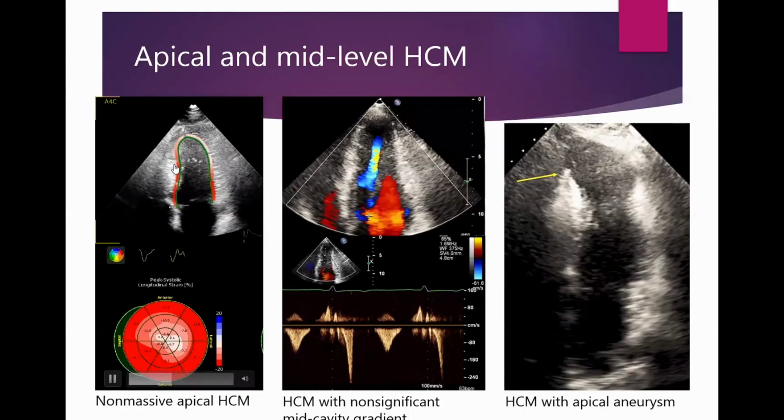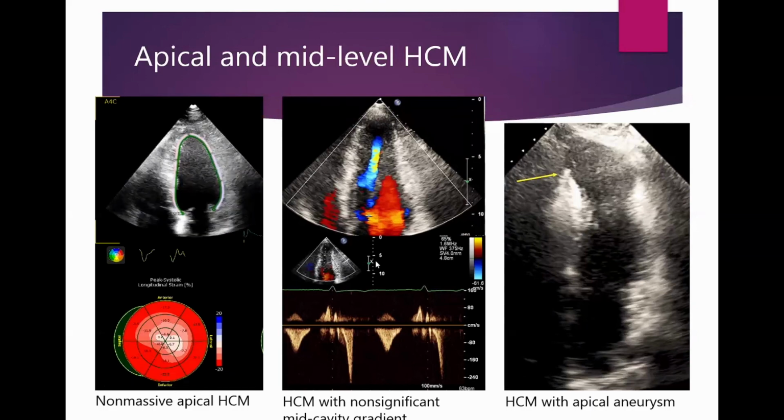On the first panel, a patient with non-massive apical hypertrophic cardiomyopathy is presented. The longitudinal strain in apical and mid-segment level is very reduced. On the second panel, there is a left ventricle with mid-cavity gradient and hypertrophied mid-level segments of the ventricle. And in the third case, there is a large apical aneurysm in a woman with a history of a stroke.